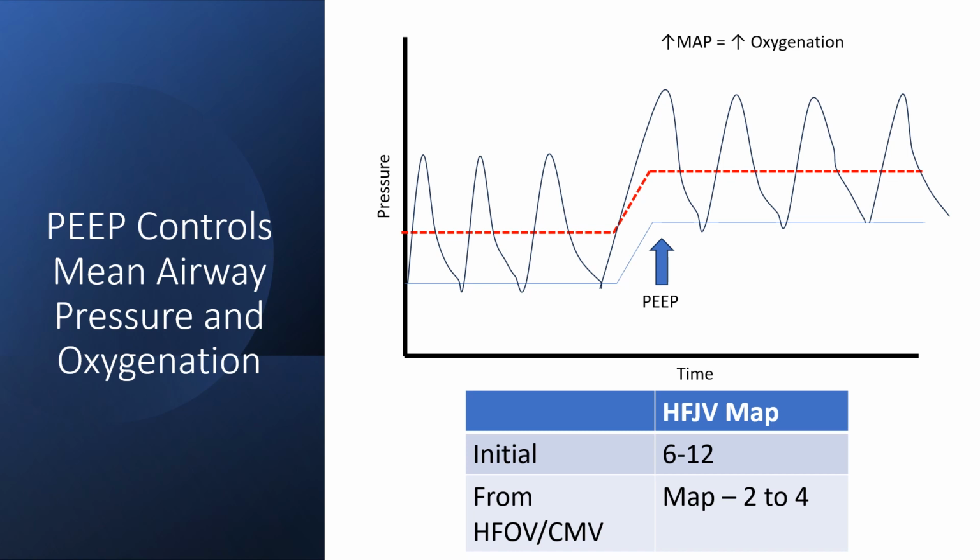However, if carbon dioxide levels were acceptable and the PEEP was increased, it could result in inadvertent changes in carbon dioxide levels. The initial PEEP is set at 6 to 12. If the patient is converted from conventional ventilation or the oscillator, the PEEP is set at 2 to 4 below the mean airway pressure, then adjusted.